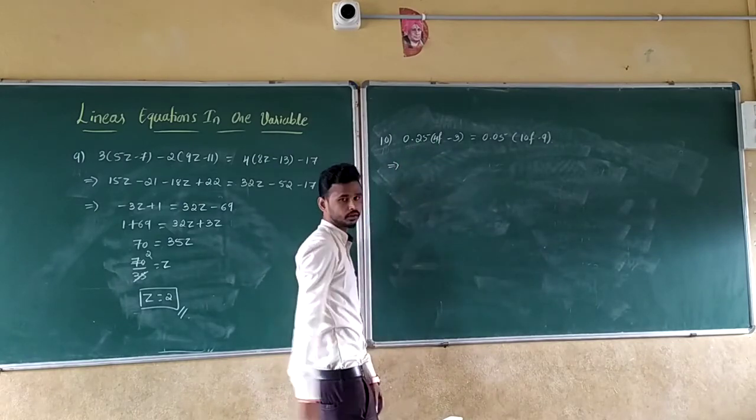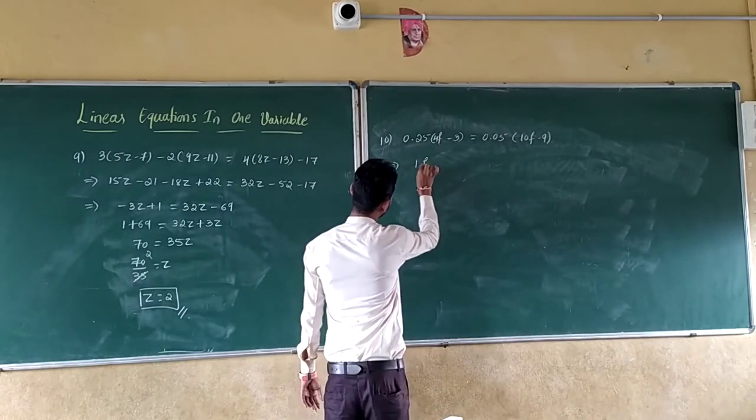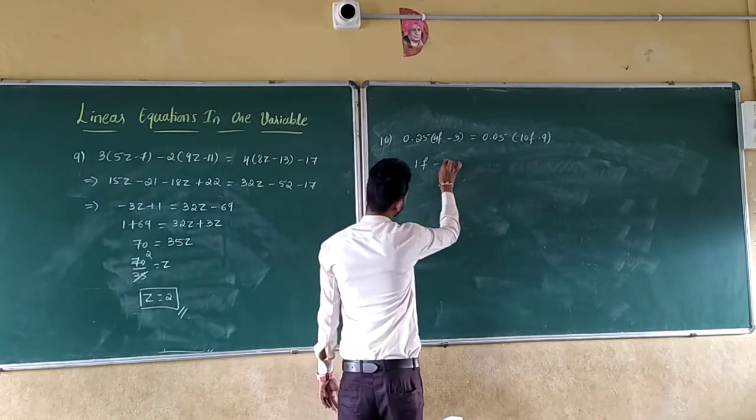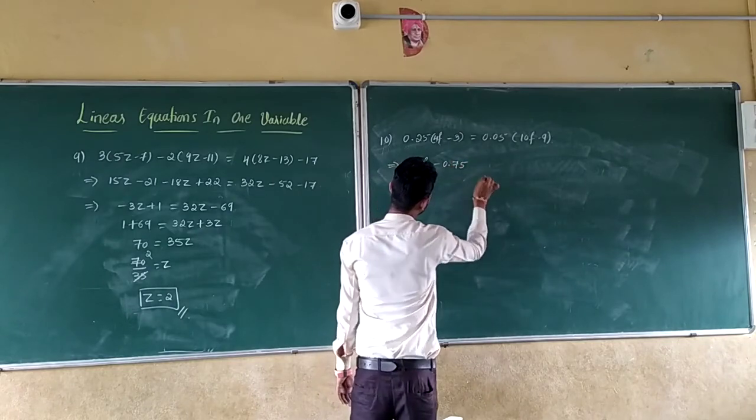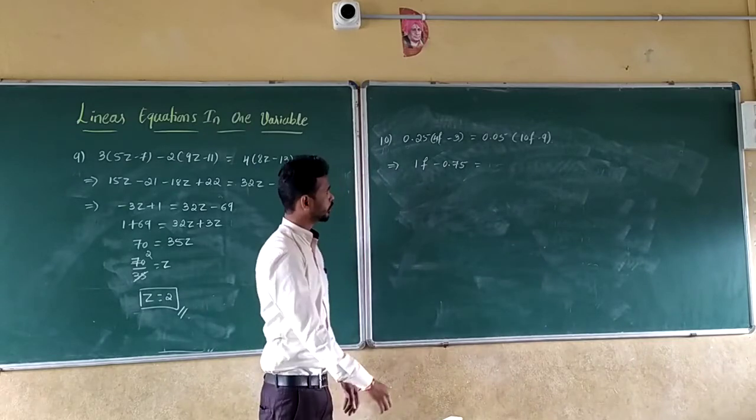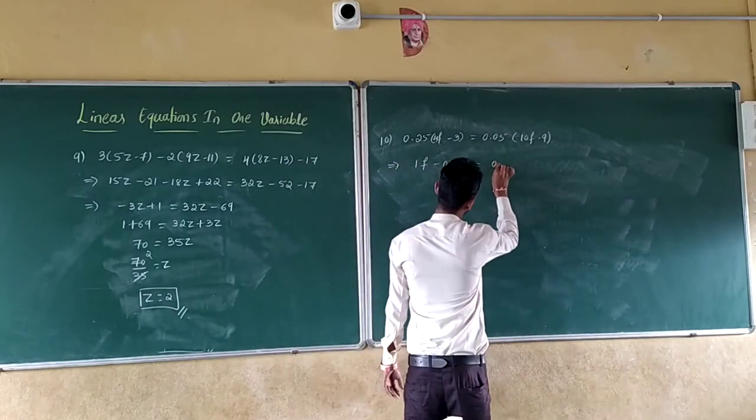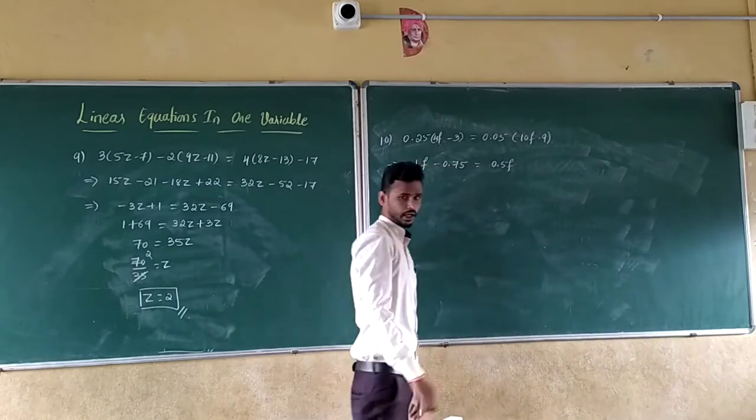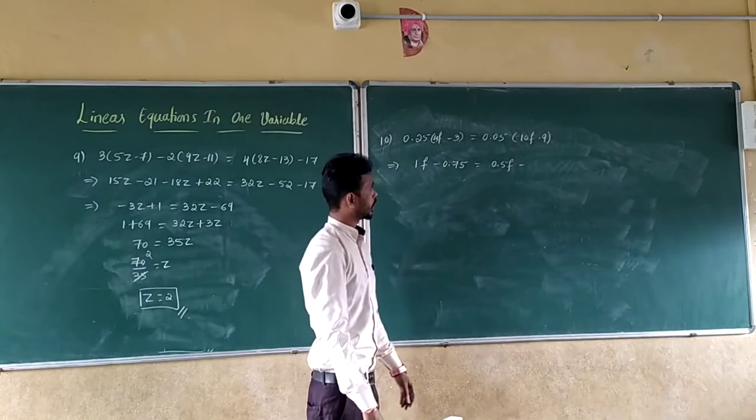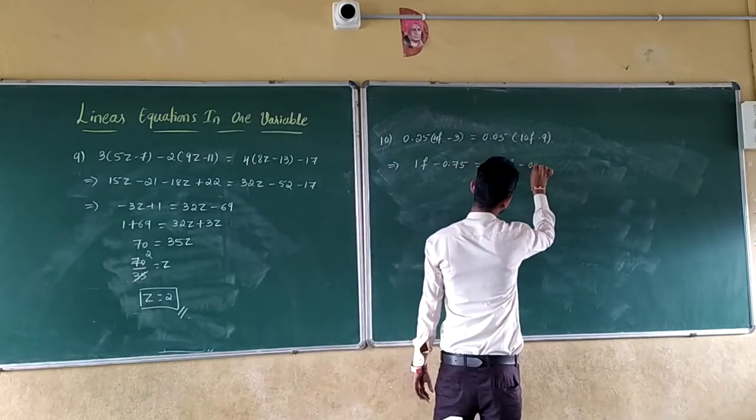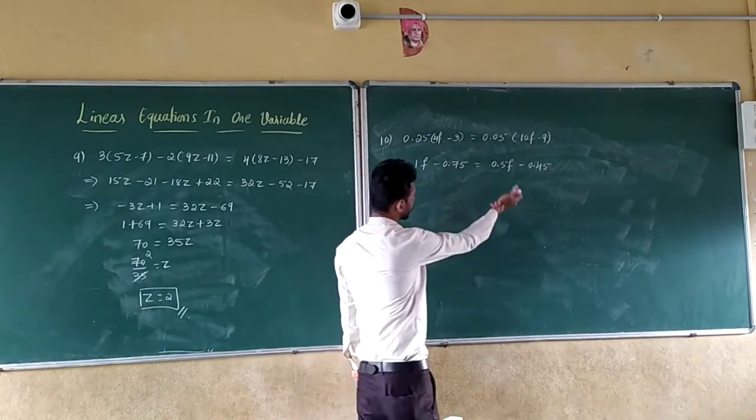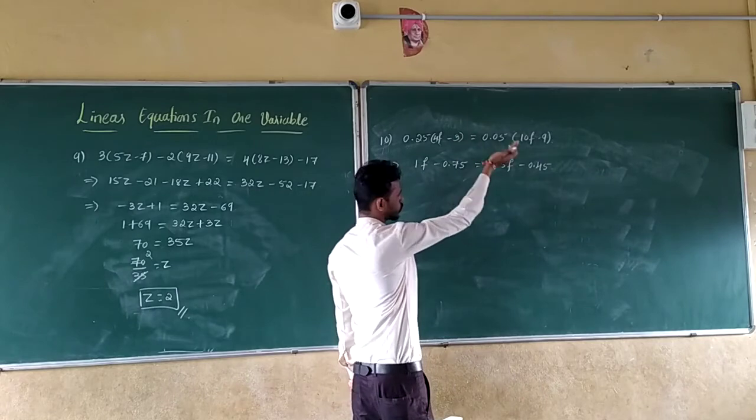0.25 into 4f, how much you will get? 1f. Minus 0.25 into 3, you will get 0.75. So which is equals to 0.05 into 10f, you will get 0.5f, minus 0.05 into 9, we will get that 0.45. So now bring 0.5f to the LHS and take this one to the RHS.